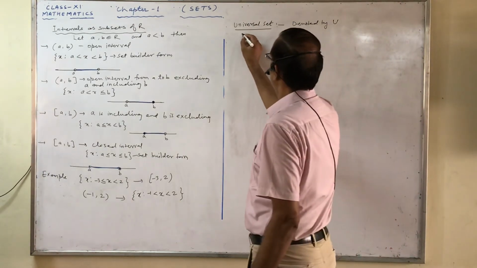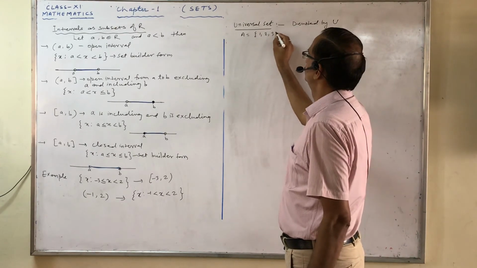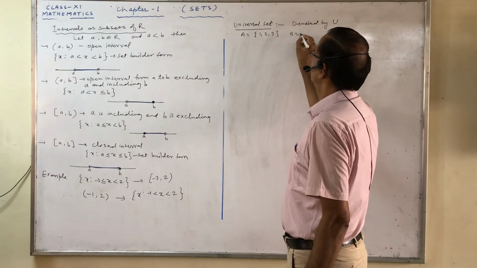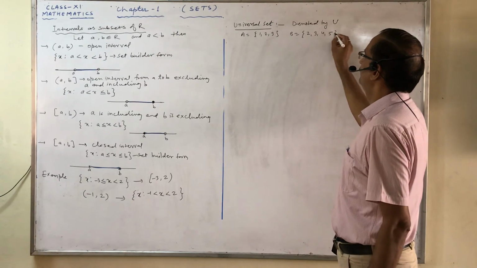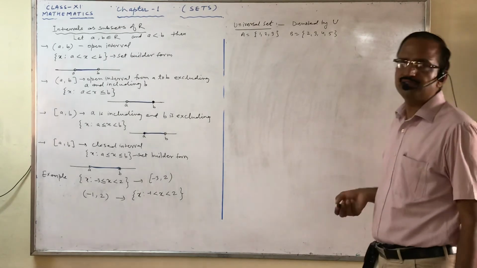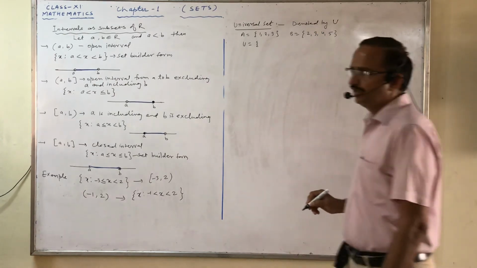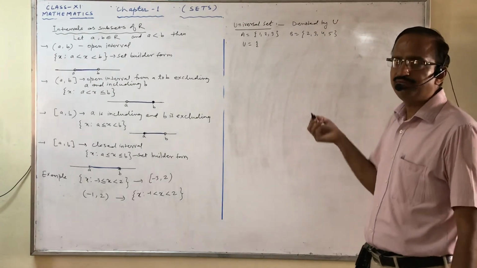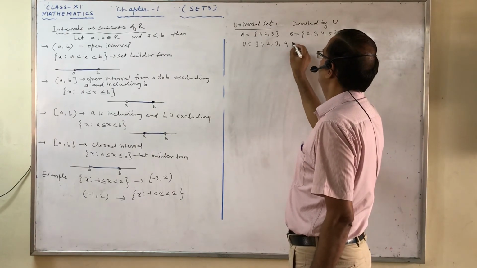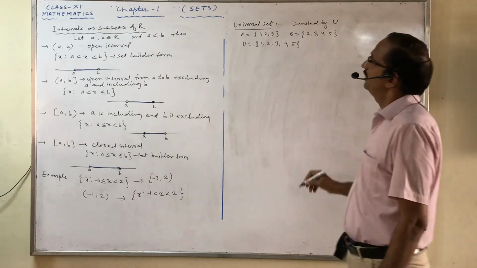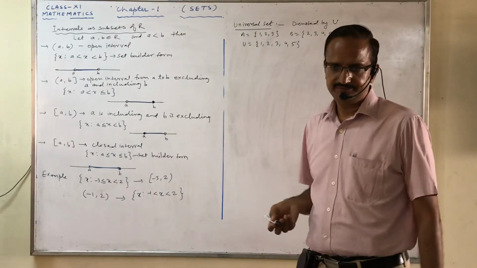For example, suppose we have a set A contains element 1, 2, 3 and another set B contains element 2, 3, 4, 5, and we want to write a universal set for these two sets. So universal set is the set which contain all the elements of both the sets. So we will write 1, 2, 3, 4, 5. So this is a huge set which contain all the elements of A and B. No element should be repeated.